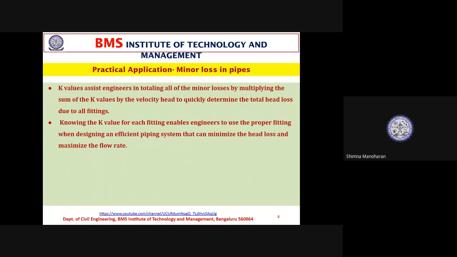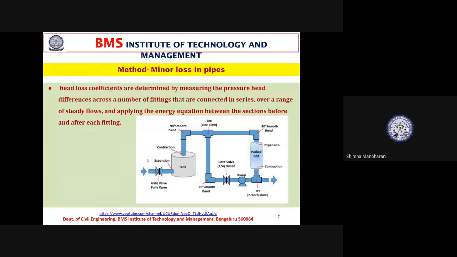The test setup was explained in Major Losses in Pipes. Here again we will see the typical points that can be included in any minor loss setup of pipes. Head loss coefficients are determined by measuring the pressure head difference across a number of fittings. If you have to determine the head loss due to expansion and contraction, at this point you can place a piezometer, and at this point you can place a piezometer, and then understand what the losses will be due to this expansion and contraction.